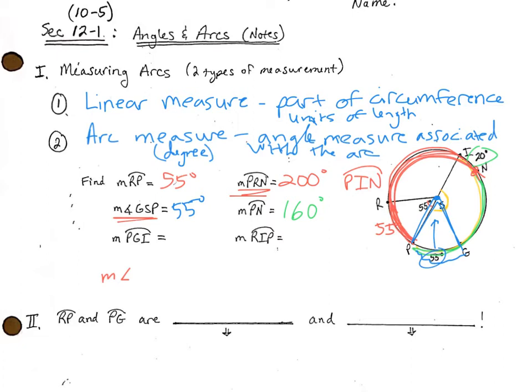Okay, so I've got 2 more arcs, arc PGI. So PGI, starting here, passing through G and going to I. PGI is halfway around the circle, so that we already said is 180 degrees.